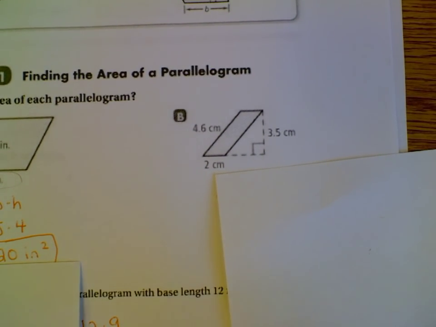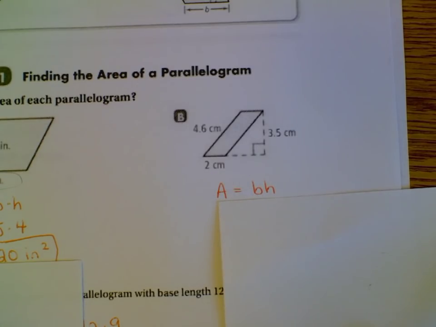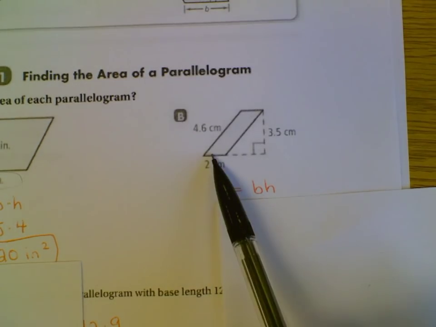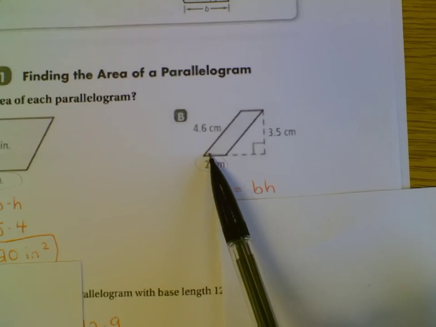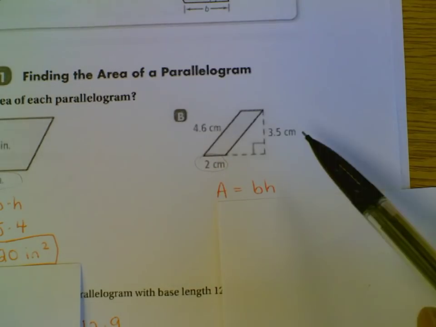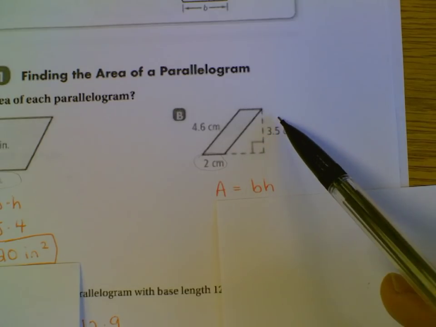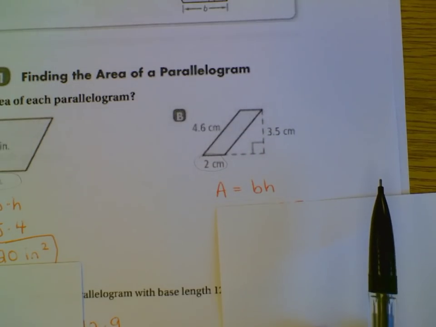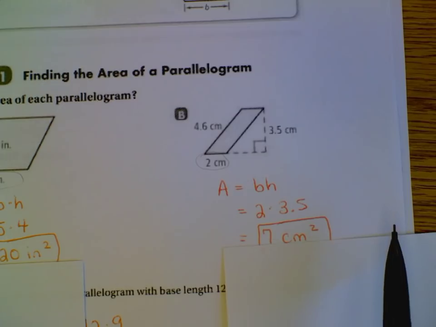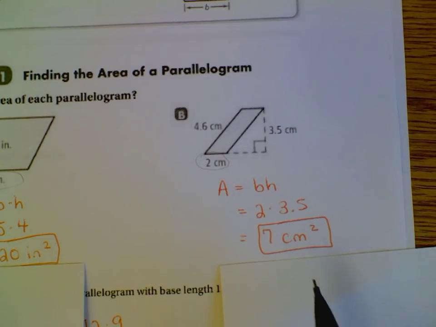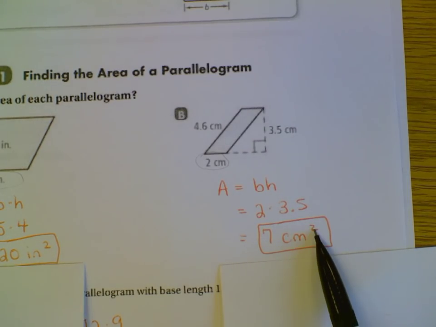Again, I have a parallelogram, so I would do base times height. My base would be this bottom number, acting as my length, if you will. My height is from the vertex to the opposite side, so that would be this number out here. So I would do 2 times 3.5, which is 7, and then I would add my label, centimeters squared.